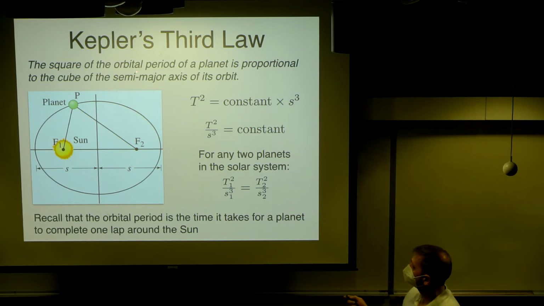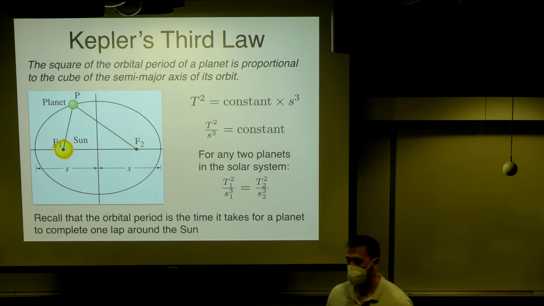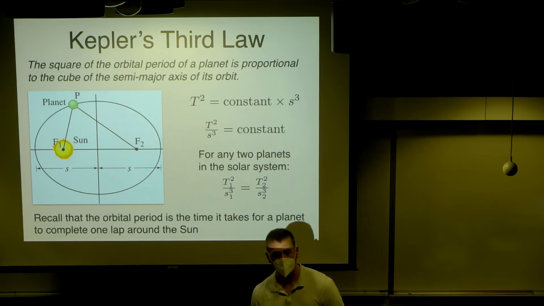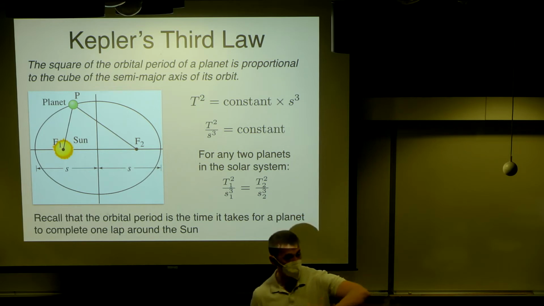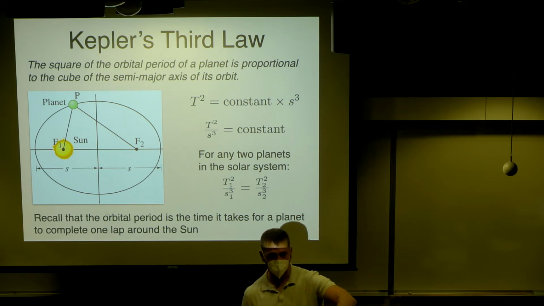So this is what Kepler had to say about his third law. The square of the orbital period of a planet is proportional to the cube of the semi-major axis of its orbit. Okay, a lot going on there. So period, remember, that's capital T. What is the meaning of a period? That's how long it takes the planet to orbit the sun one time.